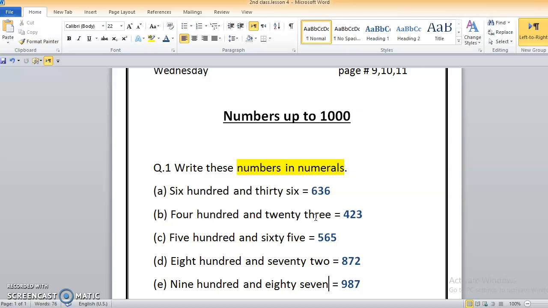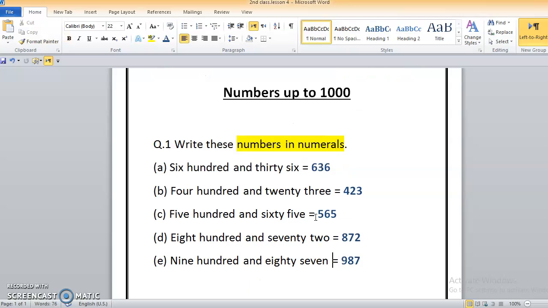Then we have in the D part 872. As the question is saying 8, we write 8 first in the hundreds place, and then 70. That means 7. Since 7 comes in the tens position, this is 70. It's 872. So we write 8, then 7, and the last is 2.